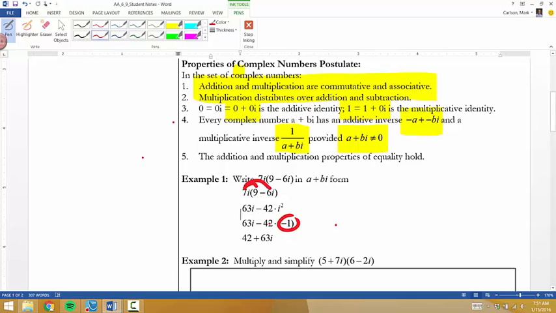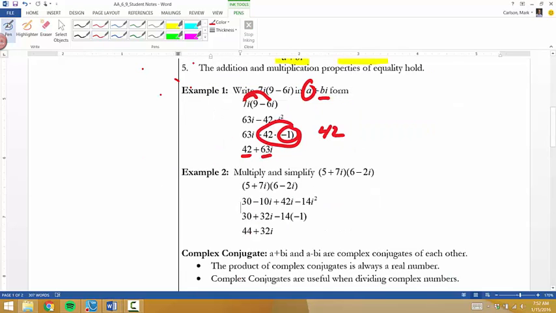Well, if I have minus a -42, that in essence makes this whole thing a positive 42. Now the last thing I have to do is put it in the right form. The real part goes first, the imaginary part goes second. So I'm going to put the 42 first, and then the 63i is going to be added on at the end. Alright, let's look at number 2 then.